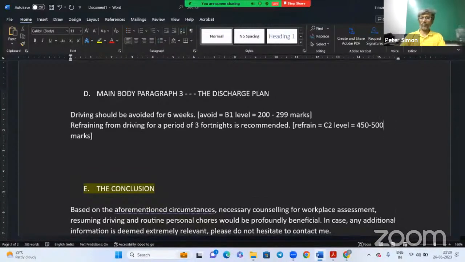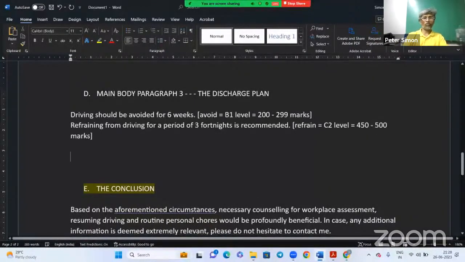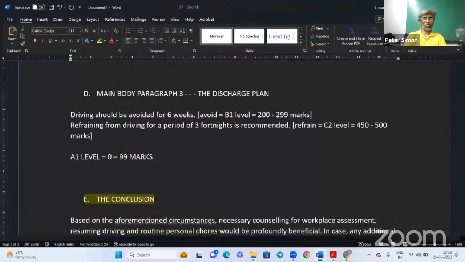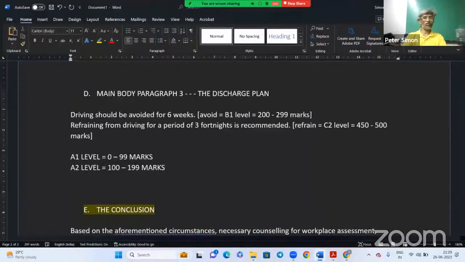Okay, so this is the way it will be. So what are these levels now? Levels of vocabulary. Let me give you these levels of vocabulary. A1 level will be, you can say, 0 to 99 marks. Then A2 level, you will get marks 100 to 199 marks. Roughly I'm giving, okay. I can show you this one afterwards in the official also.